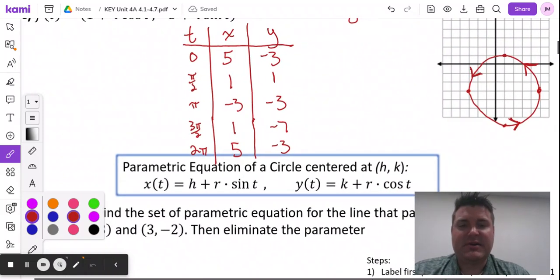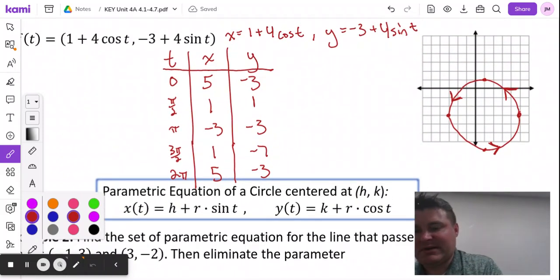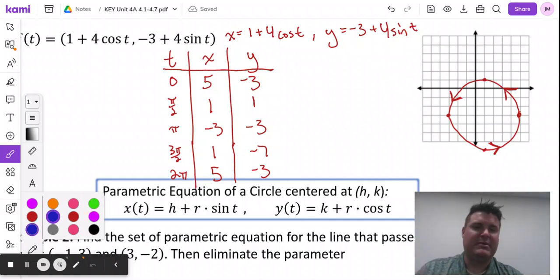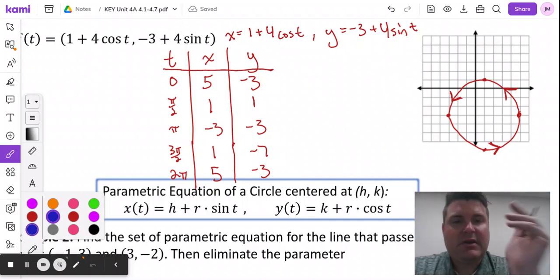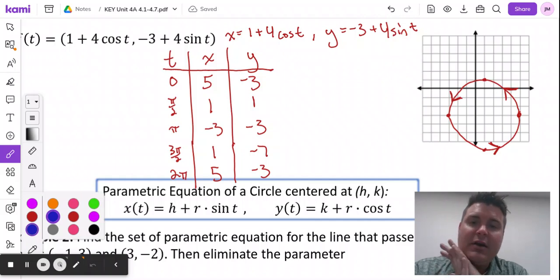Now we want to eliminate this parameter. This one's a little bit weirder to eliminate the parameter. But once I show you this trick, you'll be like, oh, that wasn't that bad. It's hard to solve for t here because I don't want to use inverse cosine, inverse sine. It's a lot of work.